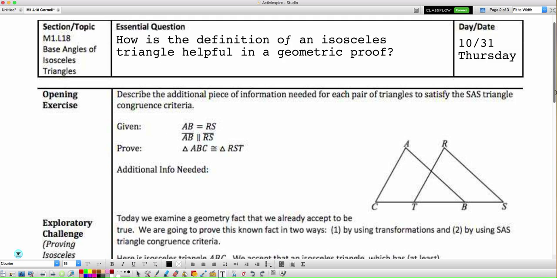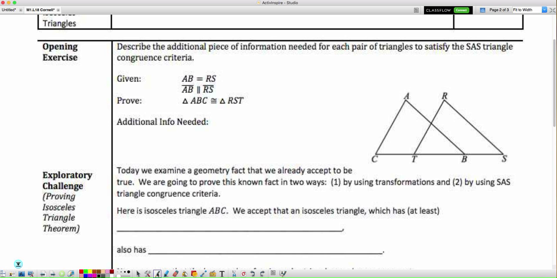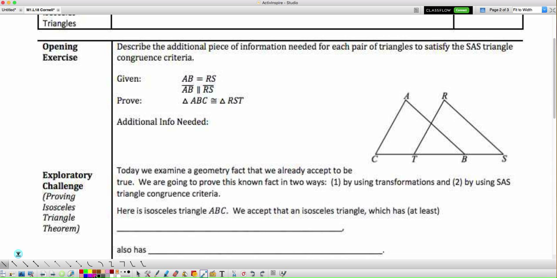So our opening exercise is to describe any additional piece of information needed for each pair of triangles to satisfy the SAS triangle congruence. We started our SAS last class, and now I want to see what additional information I would need to know. Given, I can see that AB is equal to RS. If you are highlighting or using a colored pen, you could color code this AB, and that AB corresponds to this RS.